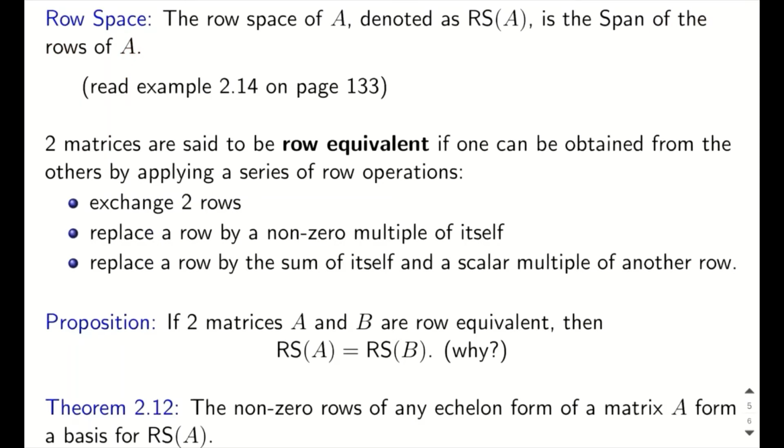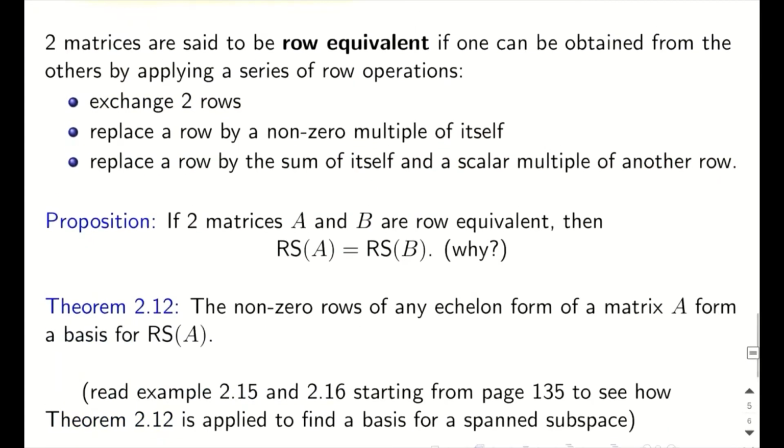All right, so here's an example, and I would like you to read it. That's in your book. So two matrices are said to be row equivalent if one can be obtained from the other by applying a series of row operations.